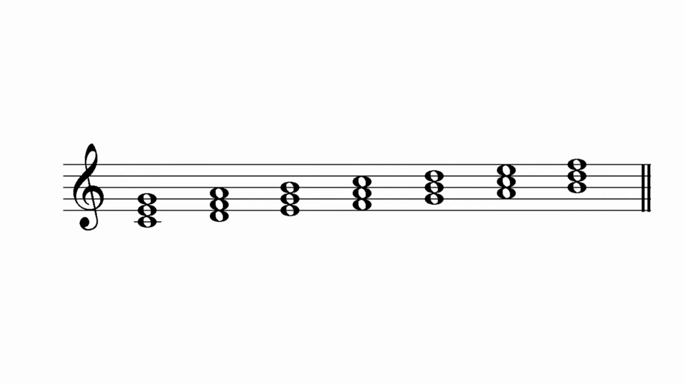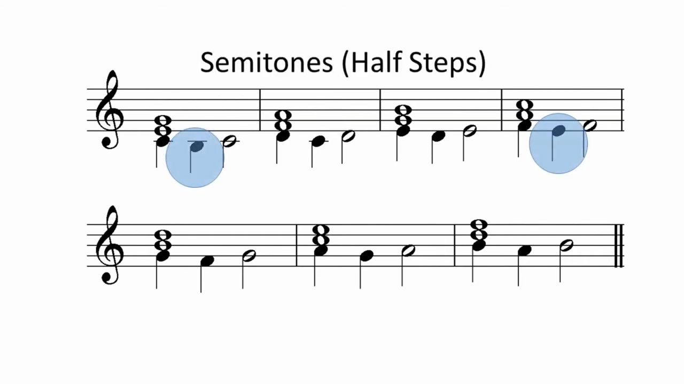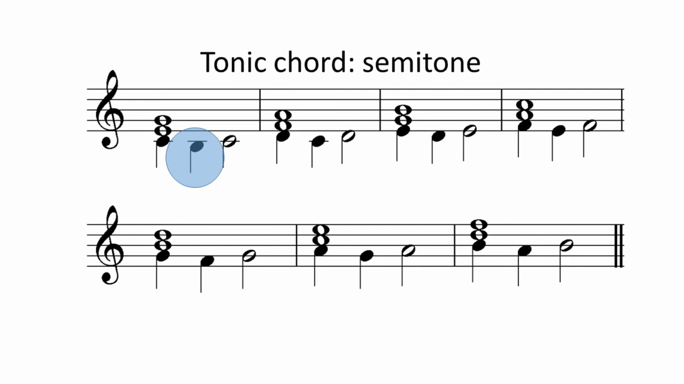If we add a non-chord lower auxiliary note below the root of each triad and stick to the notes from the C major scale, each chord sounds like this. The note we added below the chord is sometimes a semitone or half step, but more often a tone or whole step. The most important chord in any key is, of course, the tonic chord, and in this case, it's a semitone.